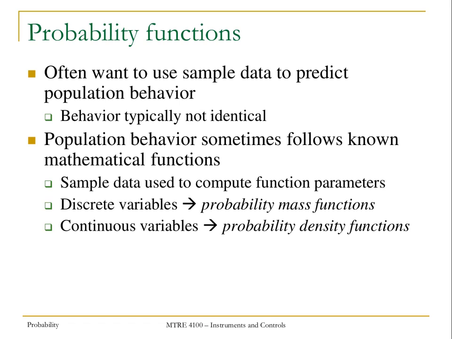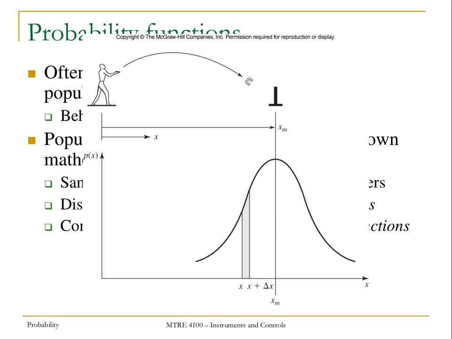For discrete variables that can only have certain values, then these functions are probability mass functions. And for continuous variables, they're called probability density functions. Here's an example of a probability density function where we have somebody throwing a horseshoe at the target, which is xm away. And if we sampled their throws, then we would want to come up with this function here representing the probability density function. So the probability that their throw is a certain distance away.